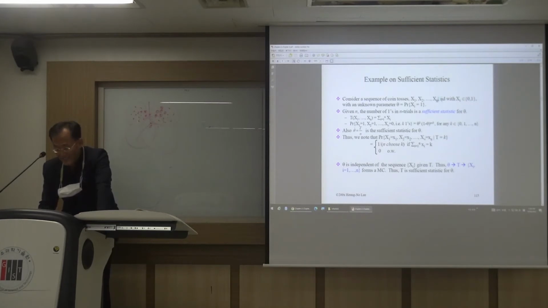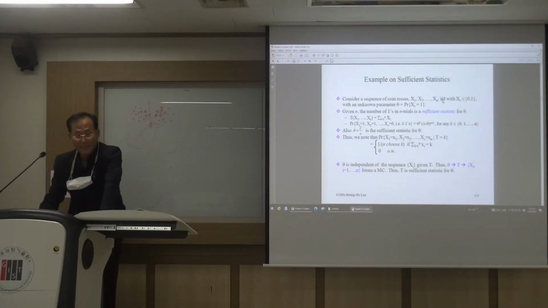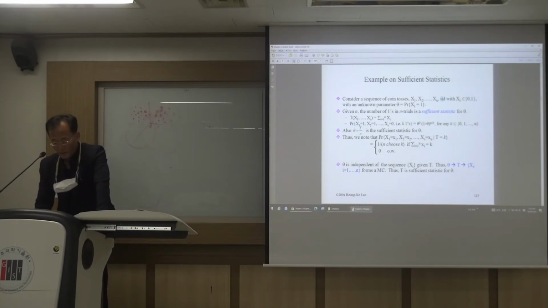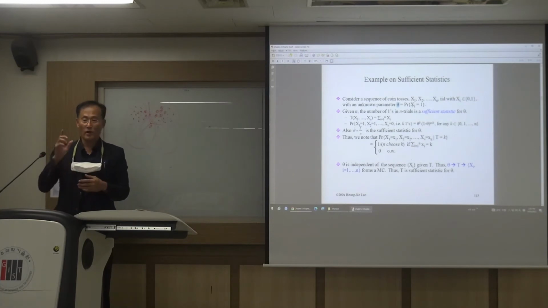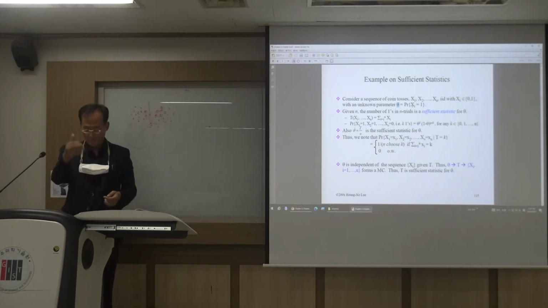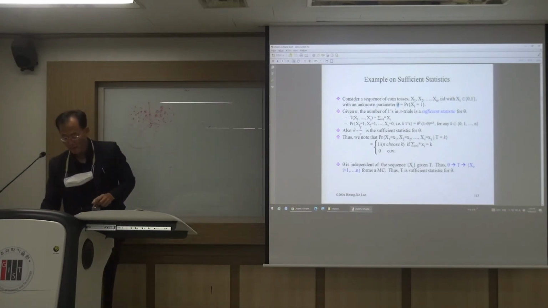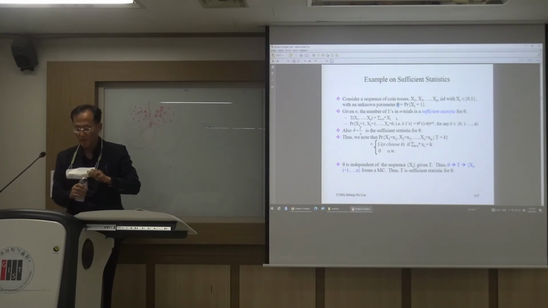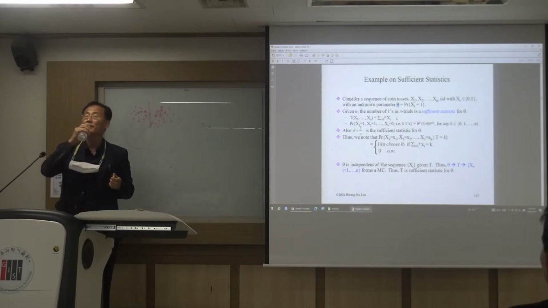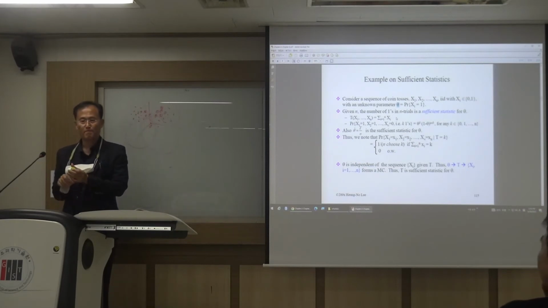And then I said they are IID, independent, identically distributed, with the parameter theta. The theta is the probability of xi equal to 1, okay? Heads, okay? Tails, like that. And then given n, the number of ones in n trials is a sufficient statistic for theta. Okay?